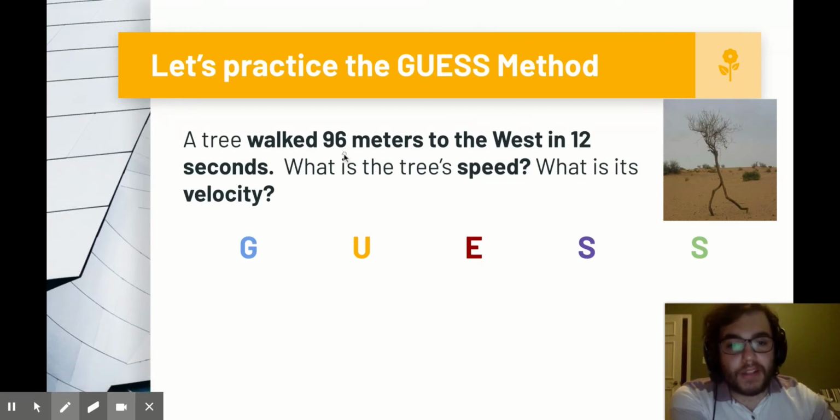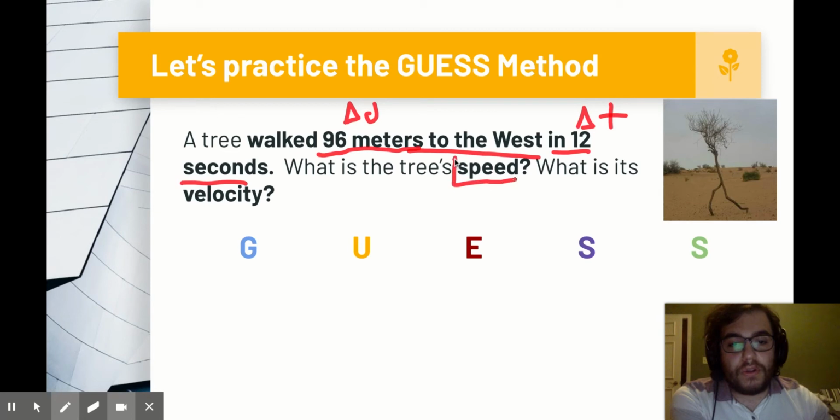So a tree walked 96 meters to the west. Right there, when you see 96 meters to the west, this could be your distance. With the indication of the west, we could probably call this displacement to be more accurate. In 12 seconds. Right? 12 seconds is our delta t.